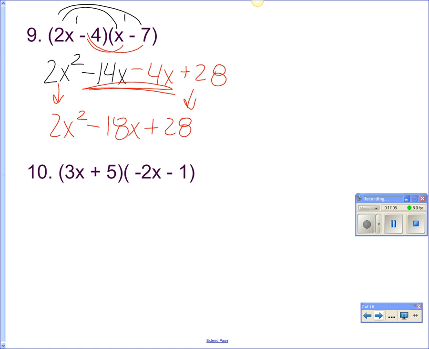All right, Riley M., you're up first. Very good. 3x times negative 2x is negative 6x squared. Very good. Madison, what else? Good. 3x times negative 1 is negative 3x. All right, Stephen R., when I do the bottom lobster claw, I do 5 times what first? Negative 2x, that gives me negative 10x.